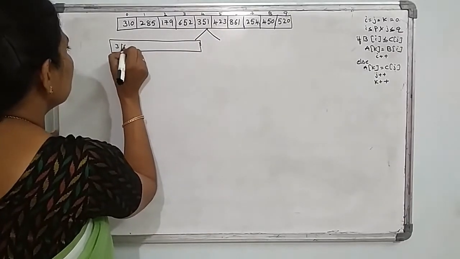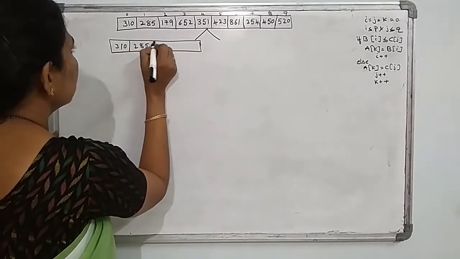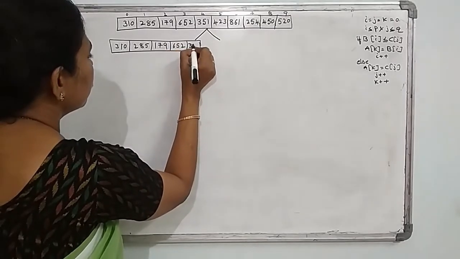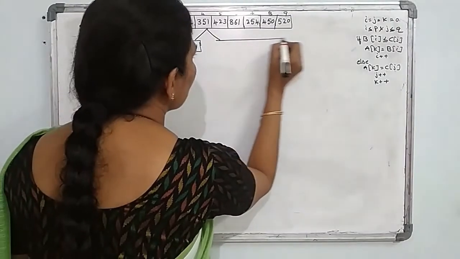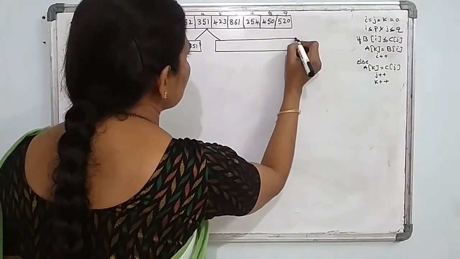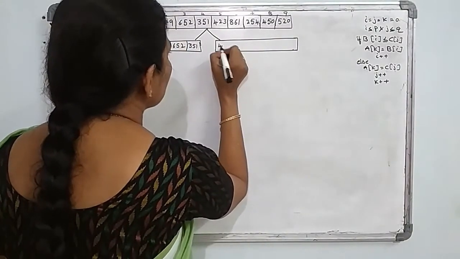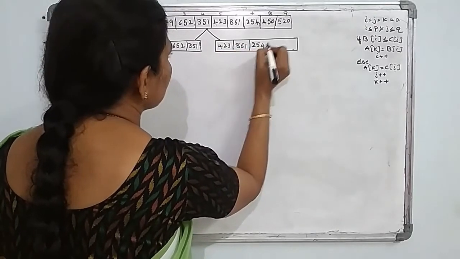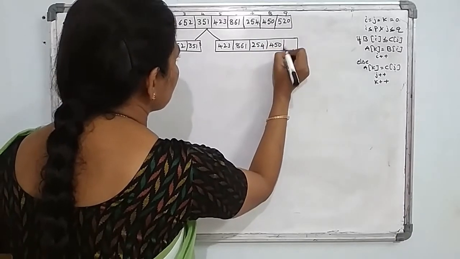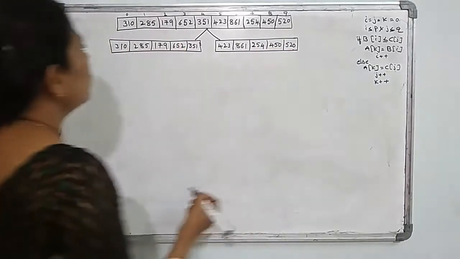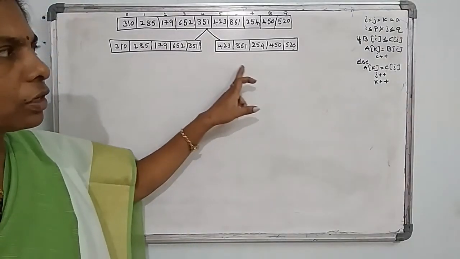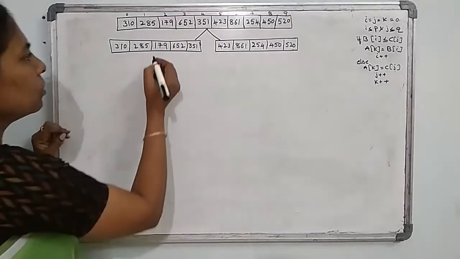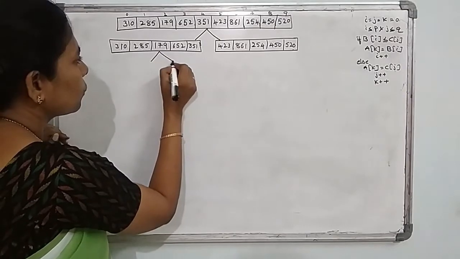This is the one array. In that you have 5 elements, and in the other you also have 5 elements. So again you can apply the division process. Again you can divide this into two parts.